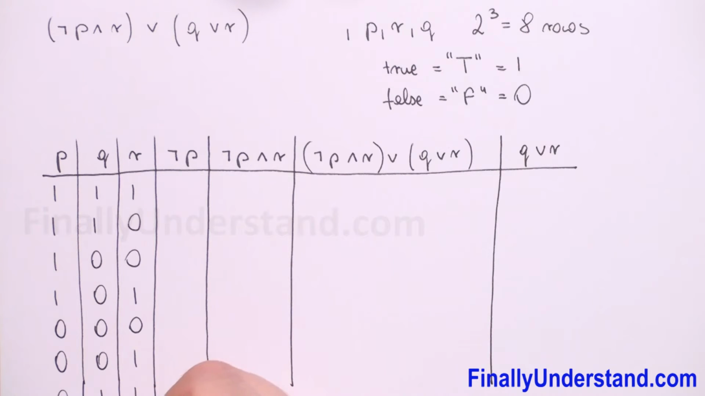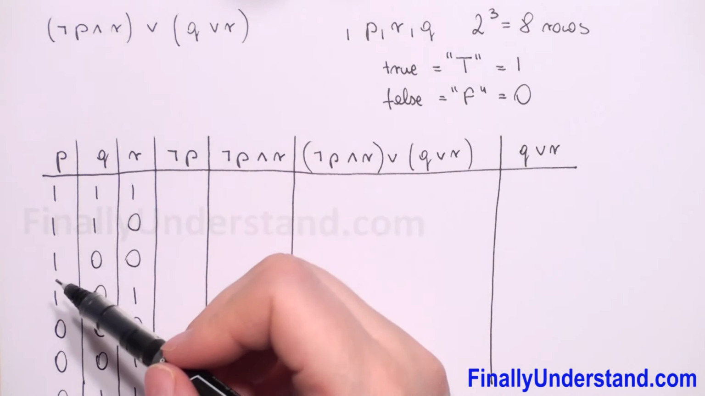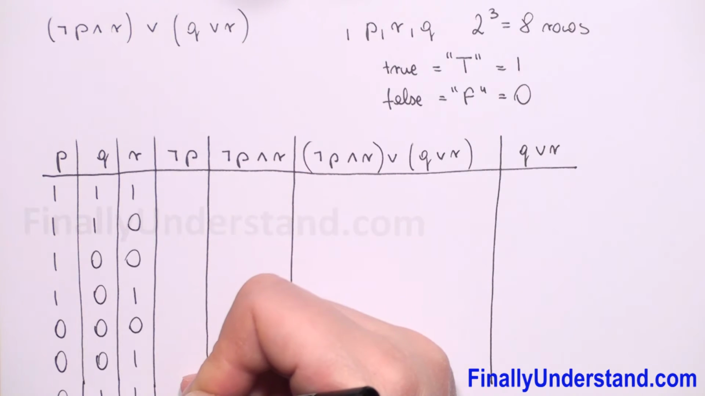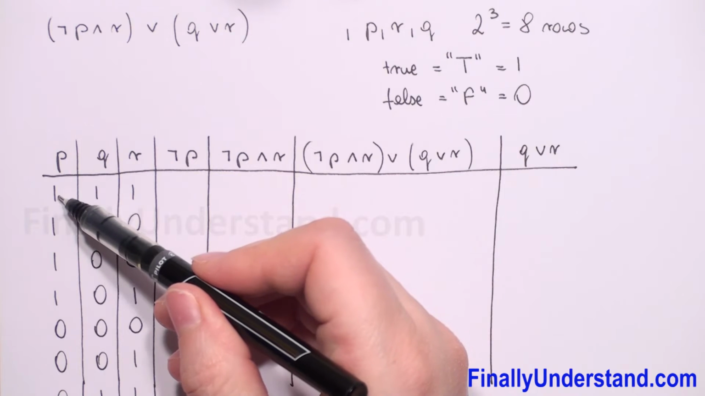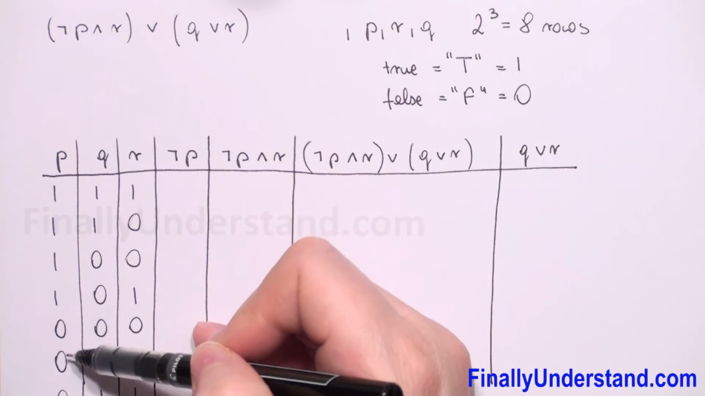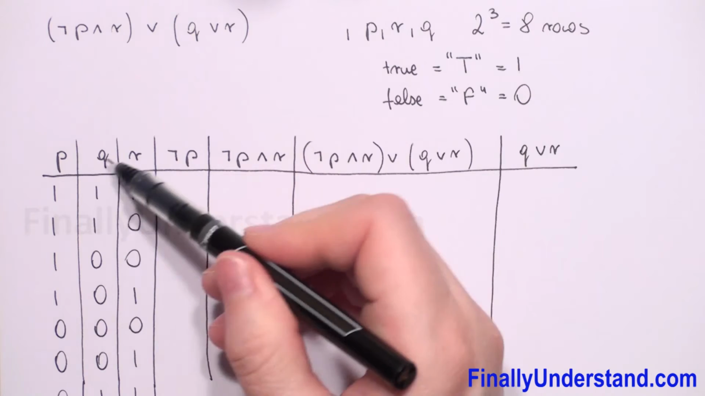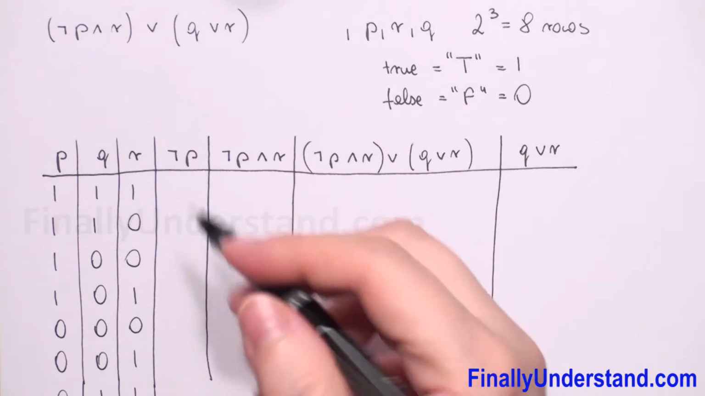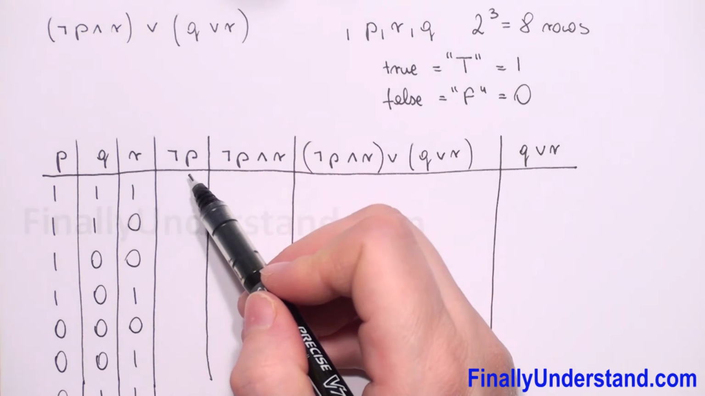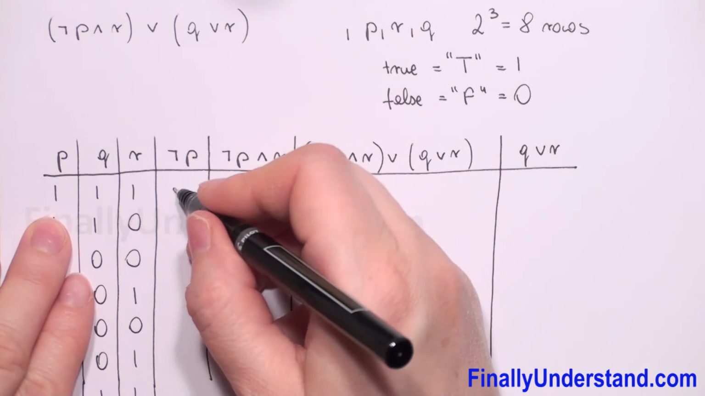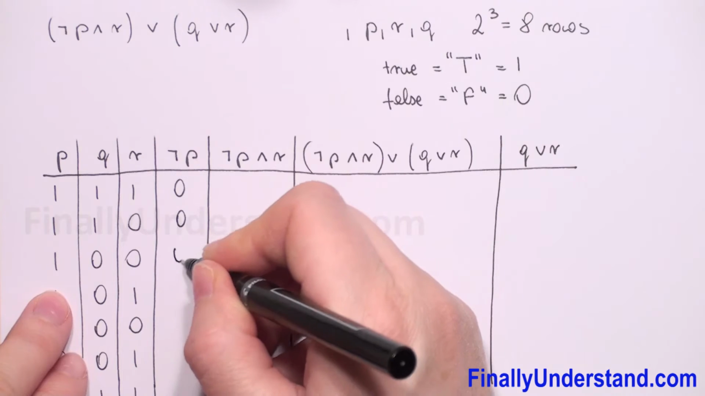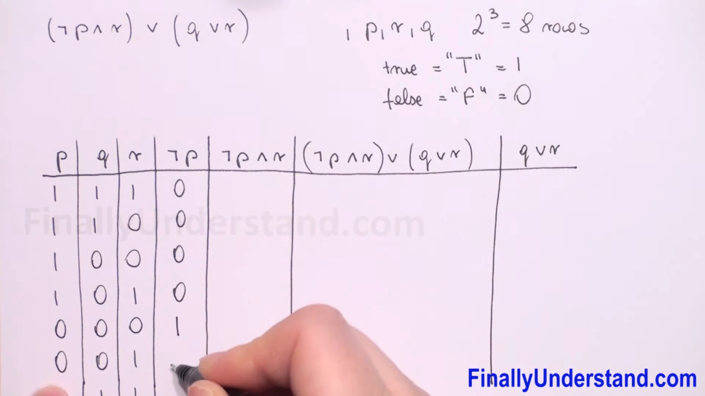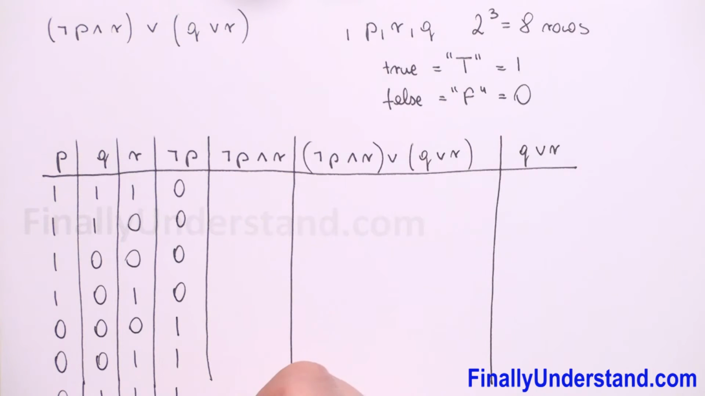When we have 3 simple statements, it means that we should get 8 rows. We have 8 rows, and we have to have 4 1s and 4 zeros for P, Q, and R. You can always check if everything is correct. Next, in the fourth column, we have negation of P. So not 1, so it will be 0, 0, 0, 0. Now not 0, so it will be 1, 1, 1, and 1.